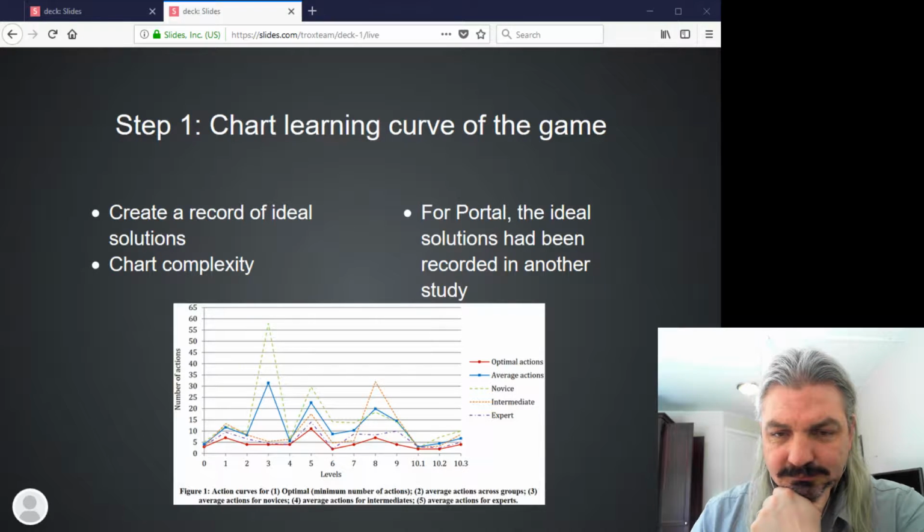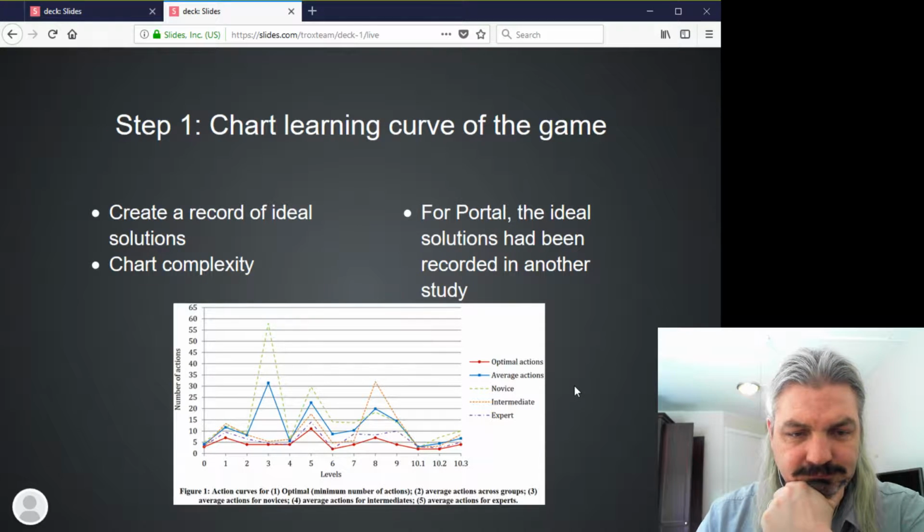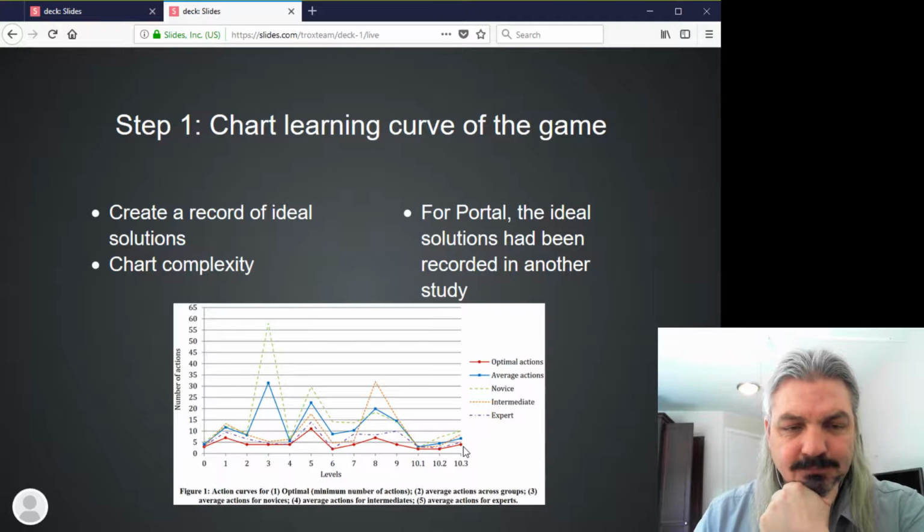For Portal, the ideal solutions had been recorded in another study that was based around puzzle design in games, and they used the ideal solution here to chart the red line, which is optimal actions. We'll get back to this chart later when we analyze the rest of the chart.